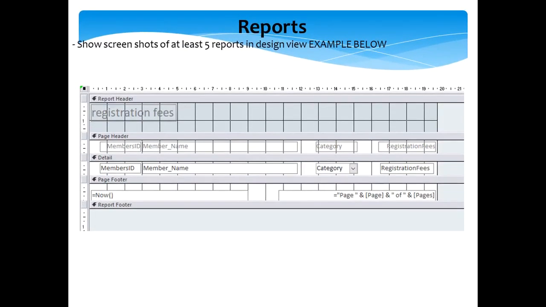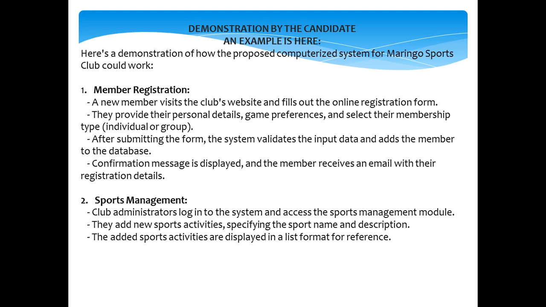Then reports. Show screenshots of at least 5 reports in design view. For example, here I have screenshot registration fee showing how the form looks. You can also screenshot the report when running. Then demonstration by the candidate. An example is here. Here is a demonstration of how the proposed computerized system for Maringo Sports Club could work.